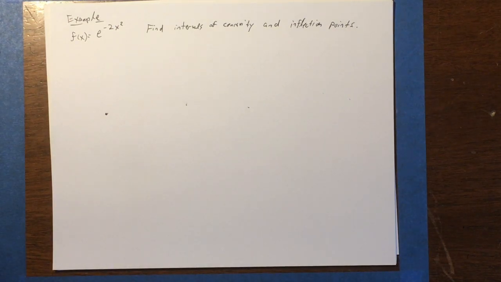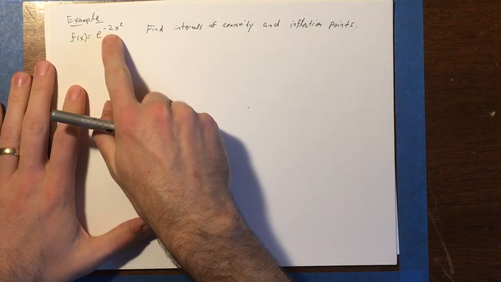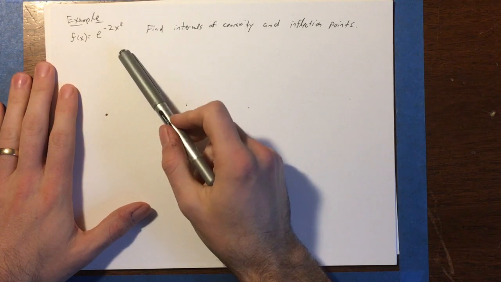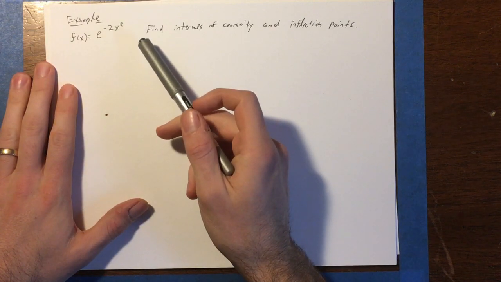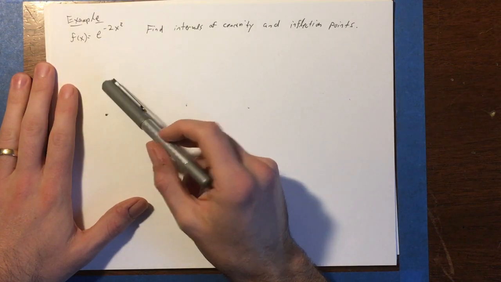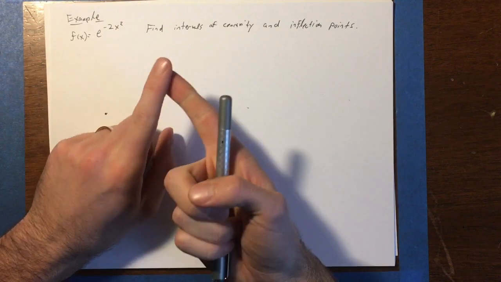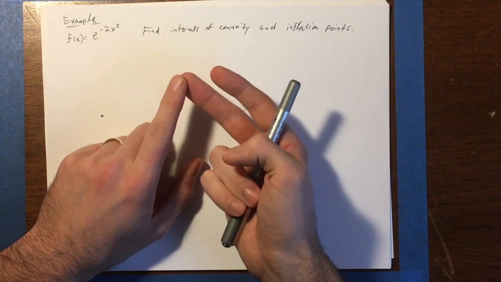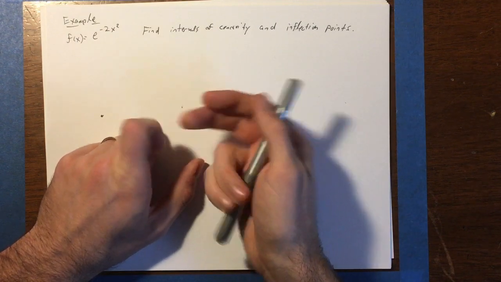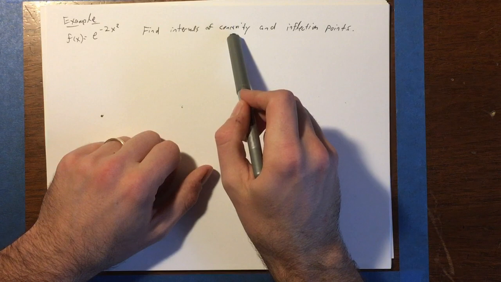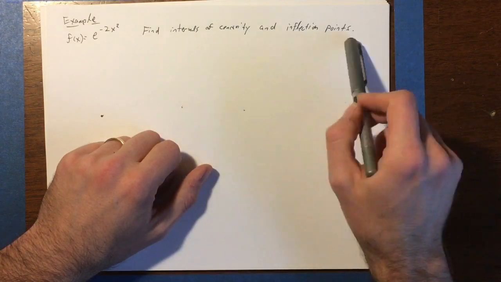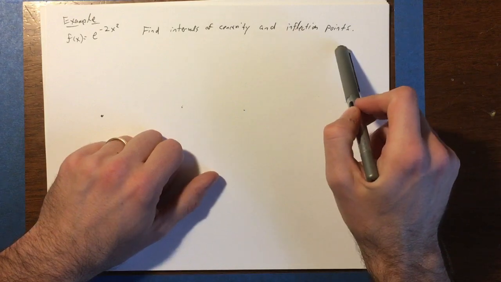Let's do an example. So we're going to use the function f of x equals e to the power negative 2x squared. And we are going to analyze the second derivative of this function in the same way that we used to analyze the first derivative in the previous section. In the previous section, we were finding the intervals where it's increasing or decreasing, and all the local extremes, maxes and mins. But in this case, now we're going to find the intervals of concavity, the intervals on which it's concave up or concave down, and the inflection points, which are the points on the graph where it changes concavity.